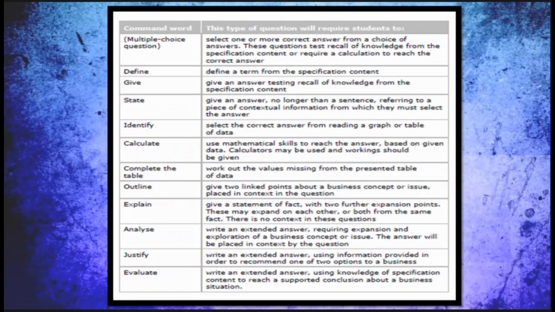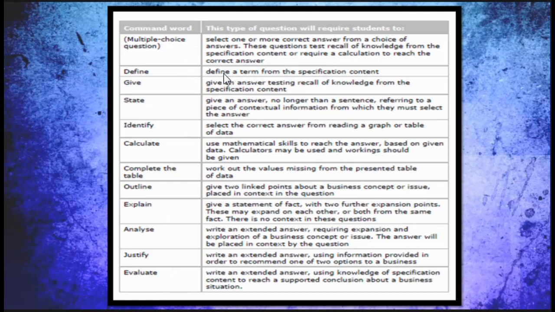Now, while the question paper is based on these assessment objectives, there are certain command words used by the qualification. This table shows the command words that may be used in the question papers for the Pearson Edexcel International GCSE Business. It also gives an outline of what each type of question requires students to do. Usually you can see these are the command words used in your question paper, and each of these command words will help you.